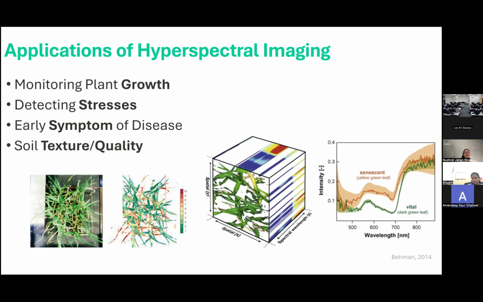Okay, I want to mention soil texture and quality. Different soil has different texture. Clay soil has more clay, more water, so its reflectance curve will be different from sandy soil, because sandy soil has less water in it and it is shiny, we know, so its reflectance is super different from clay soil. Those are the bases.